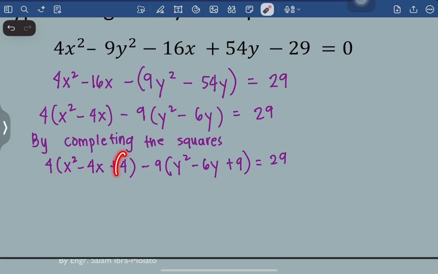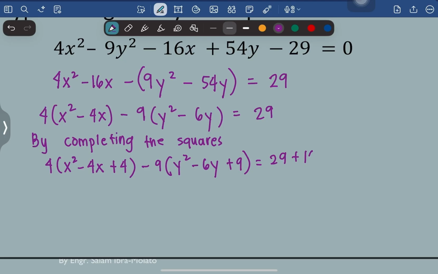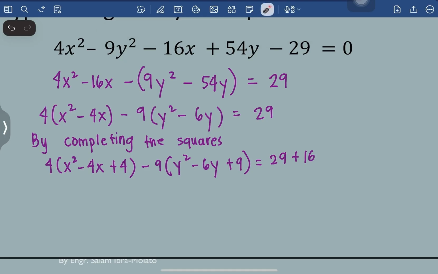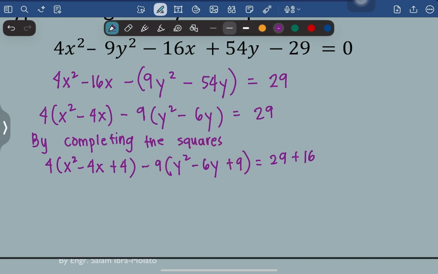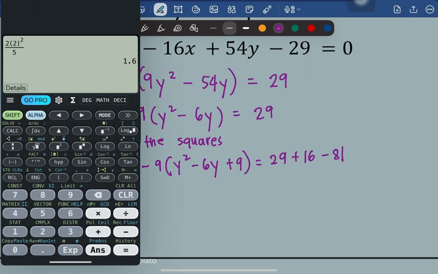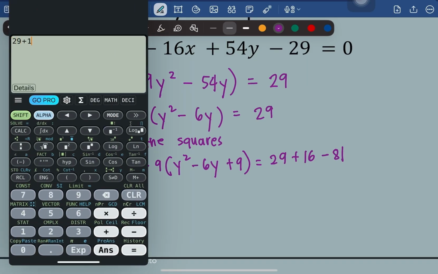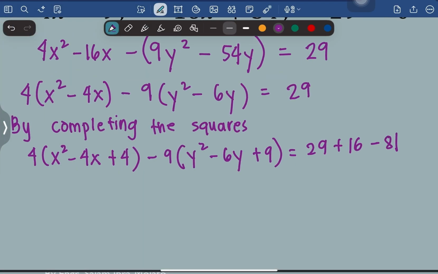So yung inad mo is hindi lang 4 kasi may 4 sa labas. So 4 times 4 magiging 16. Then ito din, yung inad mo is 9. Then magmumultiply ka pa ng negative 9. So this becomes negative 81. So 29 plus 16 minus 81 is negative 36.